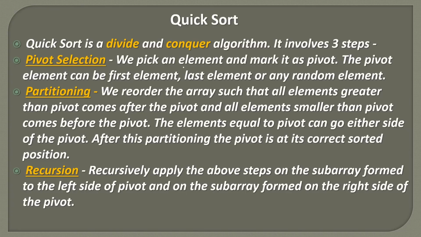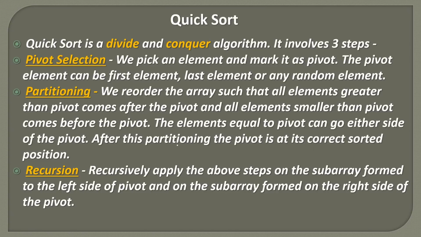So friends, in our previous video, we discussed that quicksort is a divide and conquer algorithm, which basically involves 3 steps: pivot selection, partitioning, and recursion. In pivot selection, we pick an element and mark it as pivot. The pivot element can be the first element, last element, or any random element from the array. The second step is the partitioning step, where we reorder the array such that all the elements greater than pivot come after the pivot and all the elements smaller than pivot come before the pivot, and the elements which are equal can go on either side of the pivot.